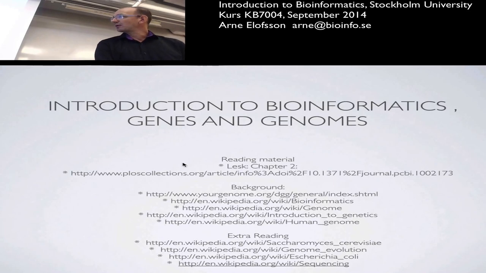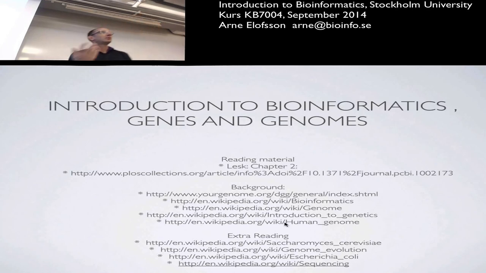If you need more background, there is a book that you can buy. It's old, it's not very good, but I have taken quite a lot of things from it. I've tried to follow the book, but you will manage without it. This is the link to this paper. And then there are a number of Wikipedia and other pages I have here that are more background reading material.